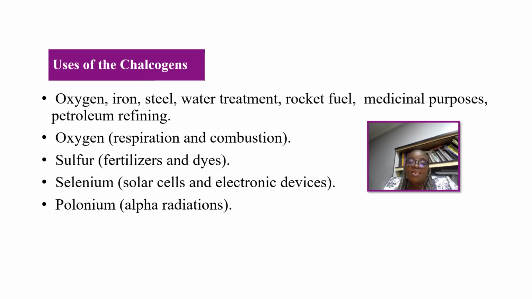Uses of the chalcogens. Oxygen gas is used in the manufacture of iron, steel, and other chemicals. It is also used in water treatment, as an oxidizer in rocket fuel, for medicinal purposes, and in petroleum refining. Oxygen is essential for life, for respiration and combustion. Sulfur is used in the production of fertilizers and dyes. Selenium is employed in the manufacture of solar cells and electronic devices. And polonium has scientific application for alpha radiations.